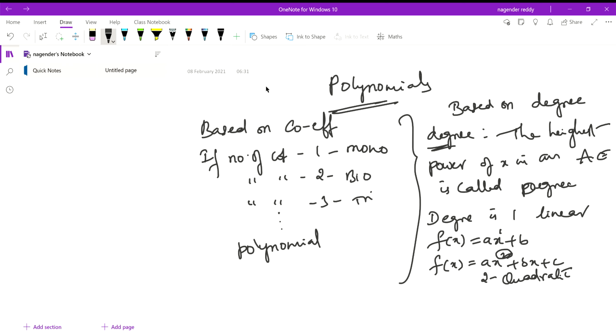Quadratic polynomial. And if degree is 3, for example f of x is equal to ax cube plus bx square, I am writing the general form of all these here, plus cx plus d, where the highest power is 3, then it is called a cubic polynomial. So we are not going to discuss more. These are the concepts. And now in the next concept we'll learn the value and zero of the polynomial.